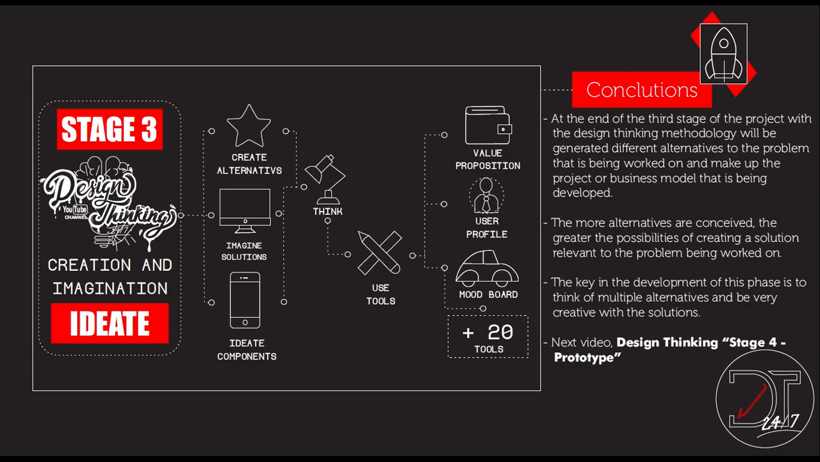As a conclusion, we can say that at the end of the third stage of the project with the design thinking methodology, different alternatives will be generated to the problem that is being worked on and make up the project or business model that is being developed. The more alternatives you create or conceive, the greater the possibilities of creating a solution relevant to the problem that is being worked on. The key in the development of this phase is to think of multiple alternatives and be very creative with the solution.